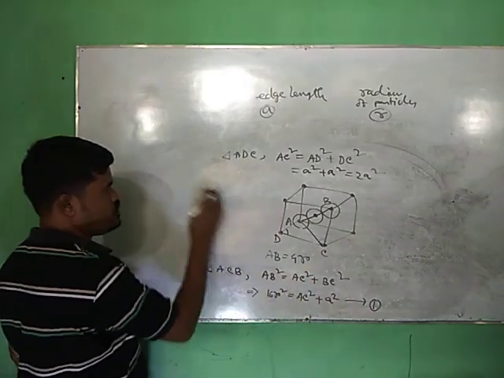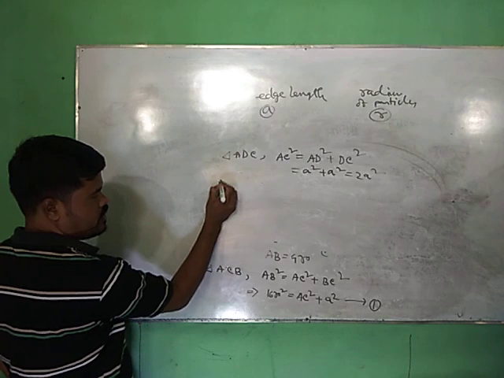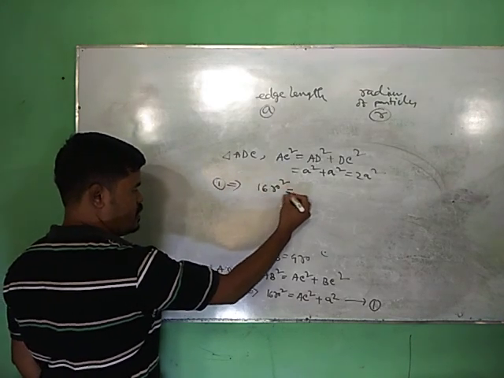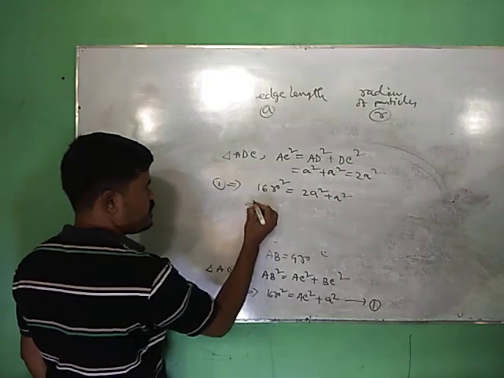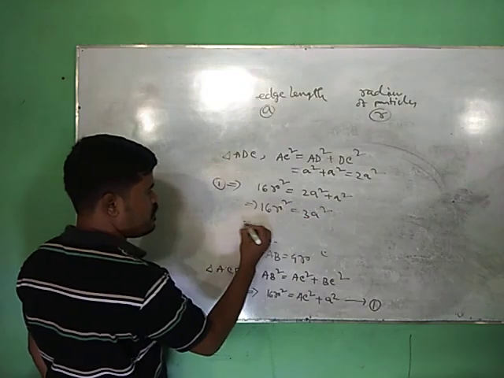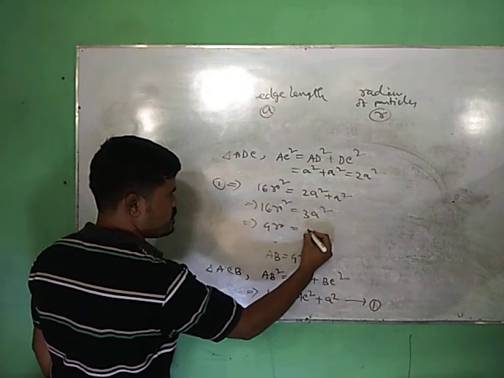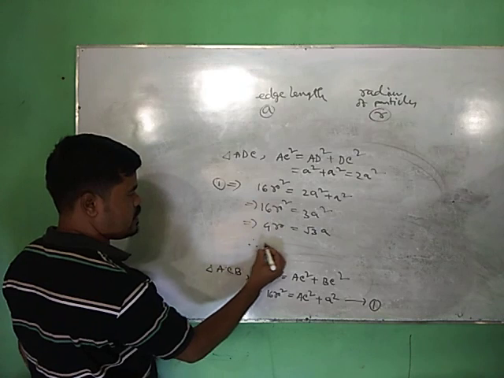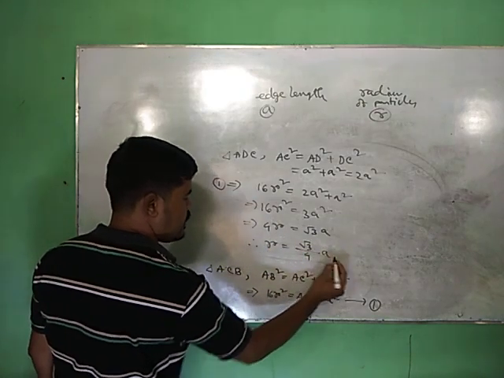So putting the value of AC square in equation 1, we will get 16R square is equal to twice a square plus a square. That is 16R square is equal to 3a square, or 4R is equal to root 3 a. So from this we are getting R is equal to root 3 by 4 a.